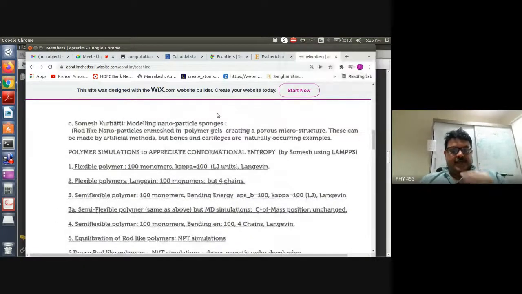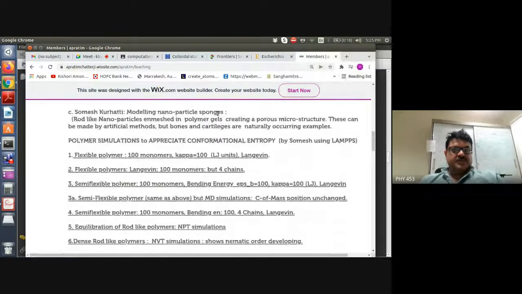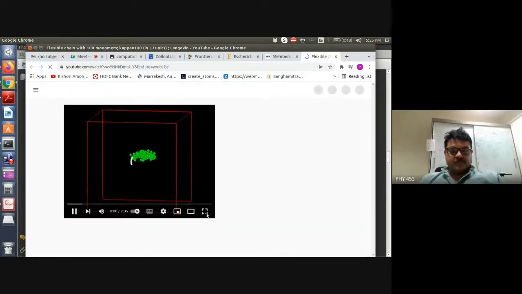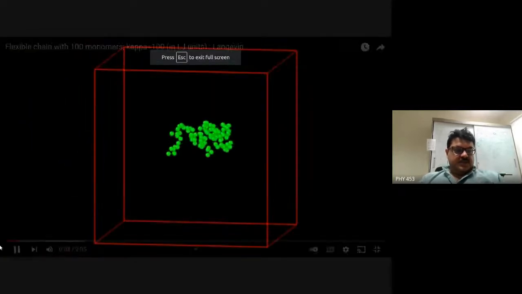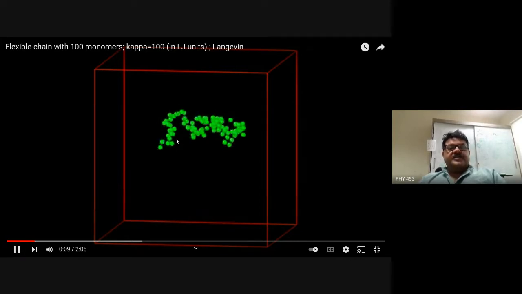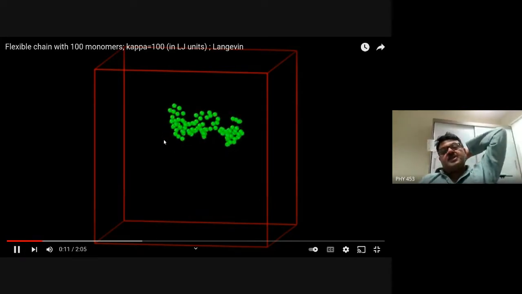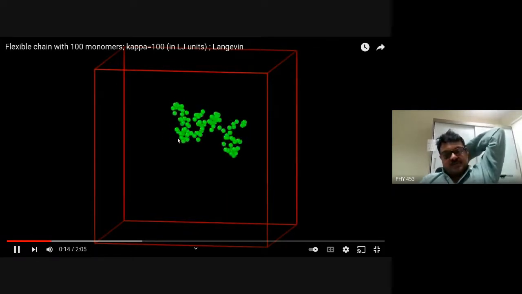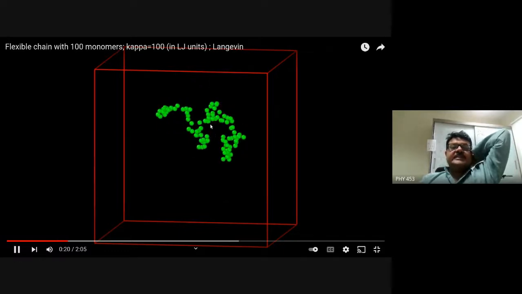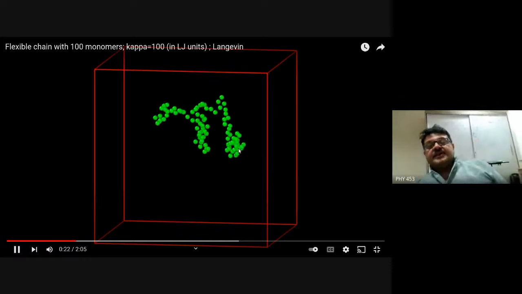So here on my student's page, there are some movies. He's basically a fifth year student. And this is how it would look. Here my student had placed some monomers. There are 100 monomers, and this is supposed to represent a polymer chain. You see that these monomers are all diffusing and moving around in space, as a consequence of which this polymer is constantly changing conformation, right?